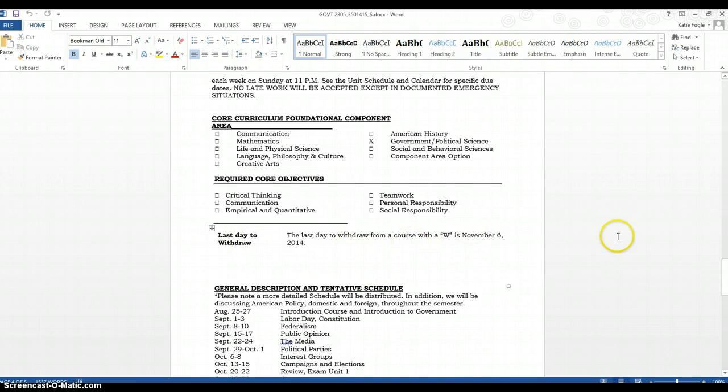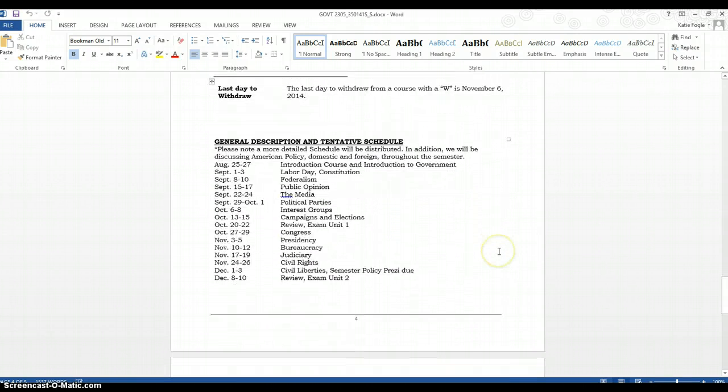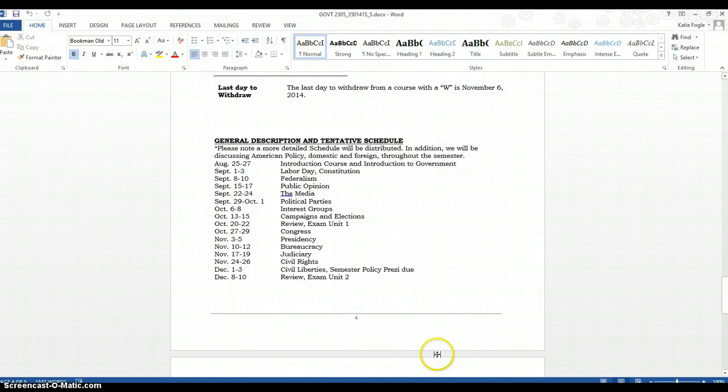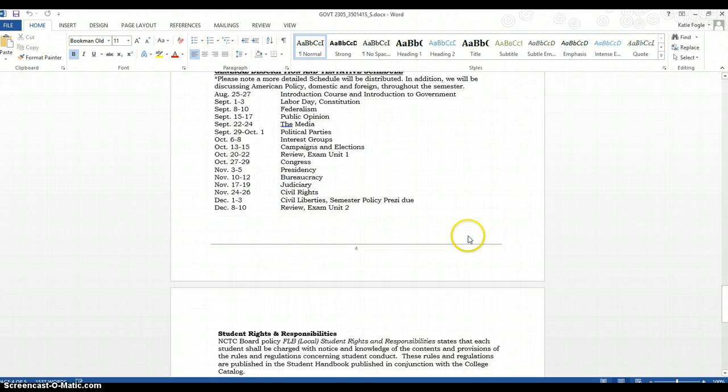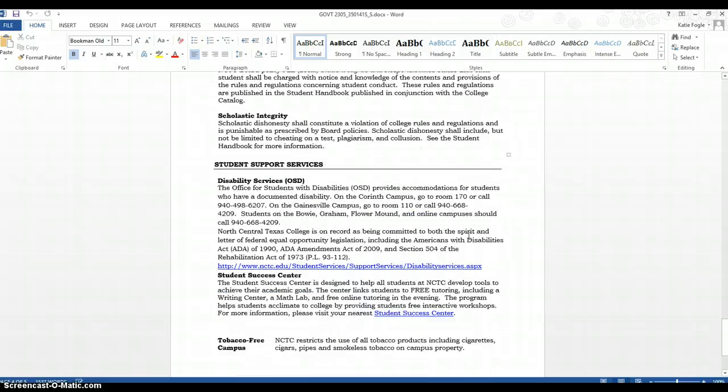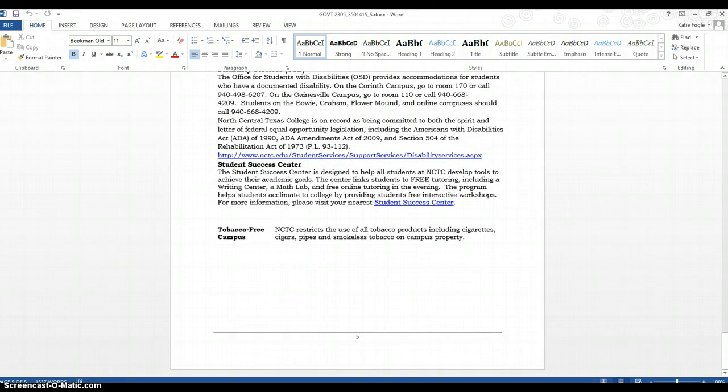Last day to drop, November 6th. This is a brief schedule. The other schedule that we'll be using is much more detailed than that. So that about covers our bases with the syllabus.